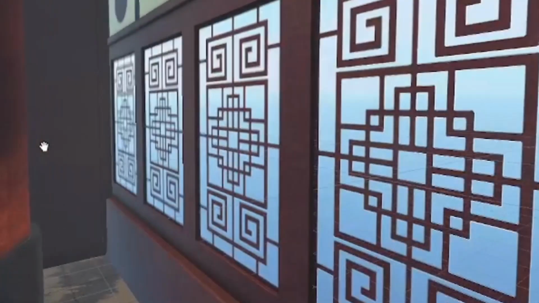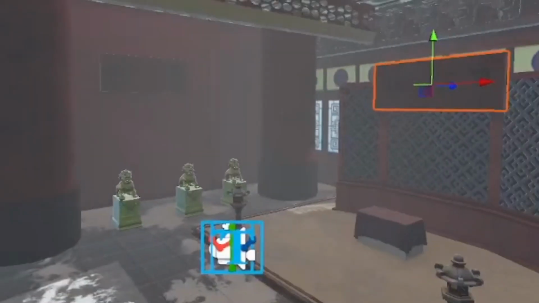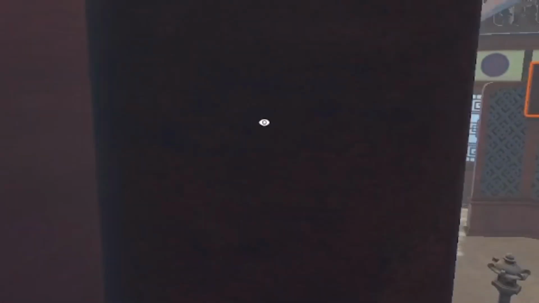We hope you enjoy looking at our Buddhist temple, and we hope that we can take this as a learning experience to help improve our creativity when it comes to organizing virtual environments.